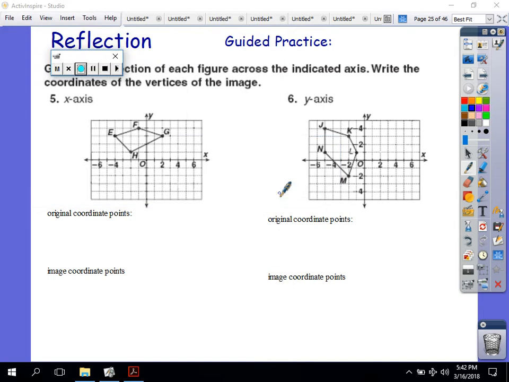Hey guys, today we're going to do the transformation called a rotation. But first, we need to check your homework from Friday, which was reflections. So go ahead and take out your papers from Friday.